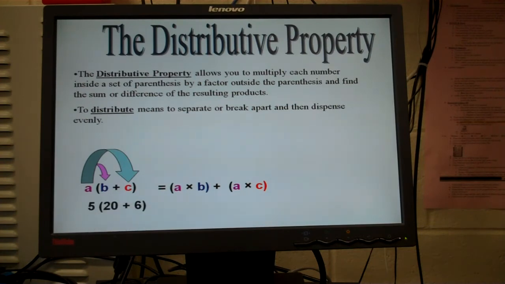What would that look like with numbers? Well, let's say we have 20 plus 6 on the inside. You're going to pass the 5 out to the 20, the 5 out to the 6, and then add those. So 5 times 20, 5 times 6, and we're putting a plus sign in between. Well, 5 times 20 is 100, and 5 times 6 is 30, and then if you add those together, of course, you get 130.